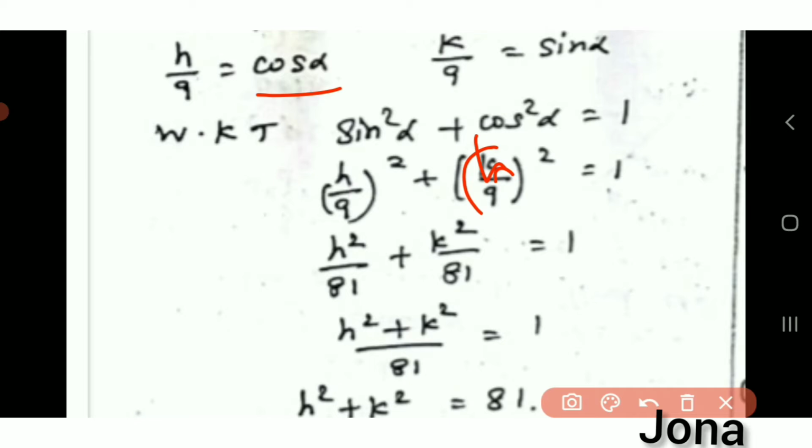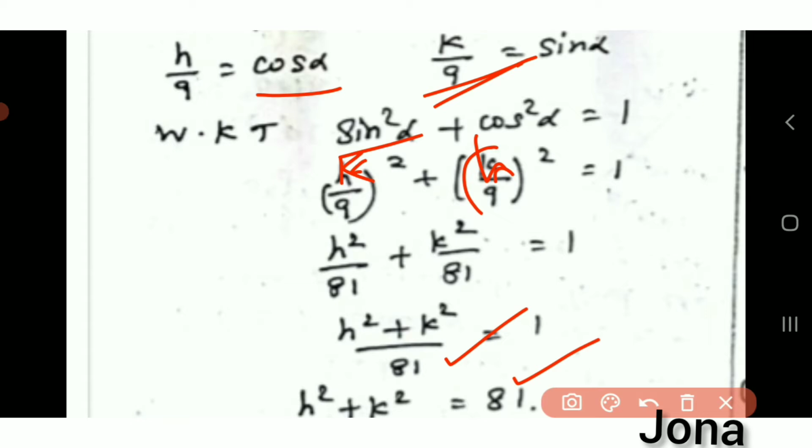And the value of sin is K by 9, so this is K by 9 the whole square. Let me square this value so that we have K square by 81 plus H square by 81. Both have the same denominator, 81. So, we can have H square plus K square divided by 81 equal to 1. If you cross multiply, we have H square plus K square equal to 81.